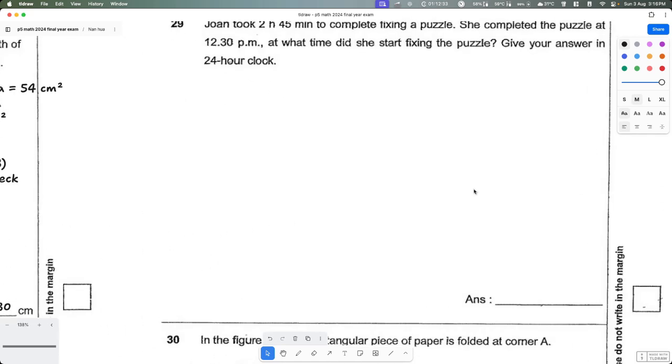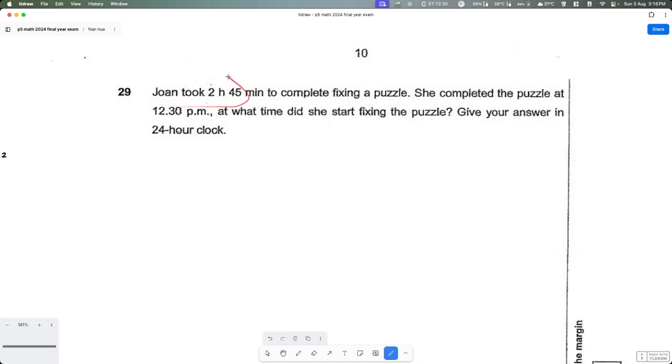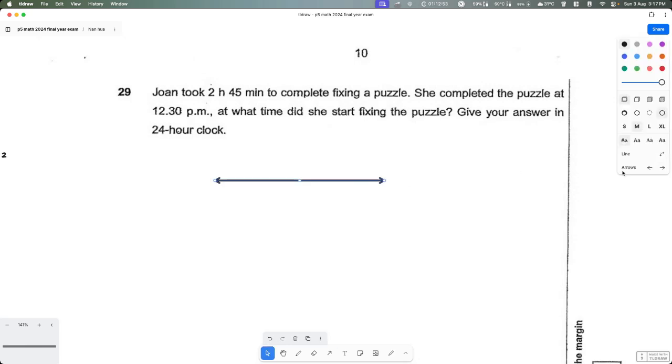Question number 29. Joanne took 2 hours 45 minutes to complete fixing a puzzle. She completed the puzzle at 12:30 p.m. At what time did she start fixing the puzzle? Give your answer in the 24-hour clock. So if I were to draw an arrow, this will be one end, this will be the other end. At 12:30 p.m. she completed it, and it took her 2 hours and 45 minutes.